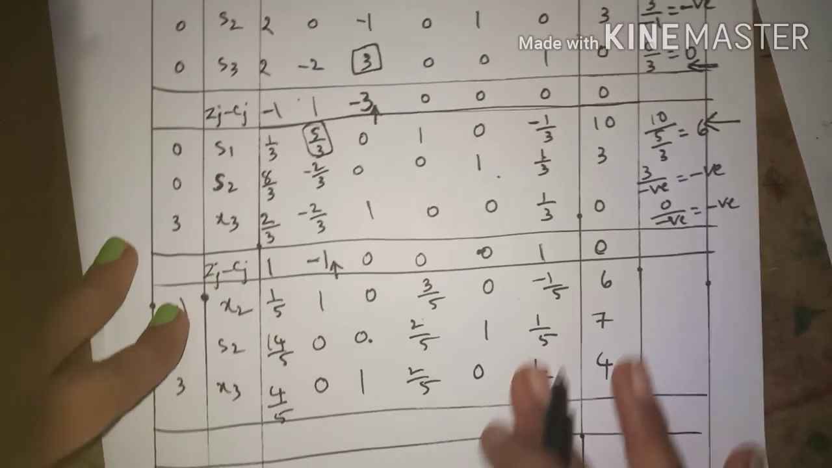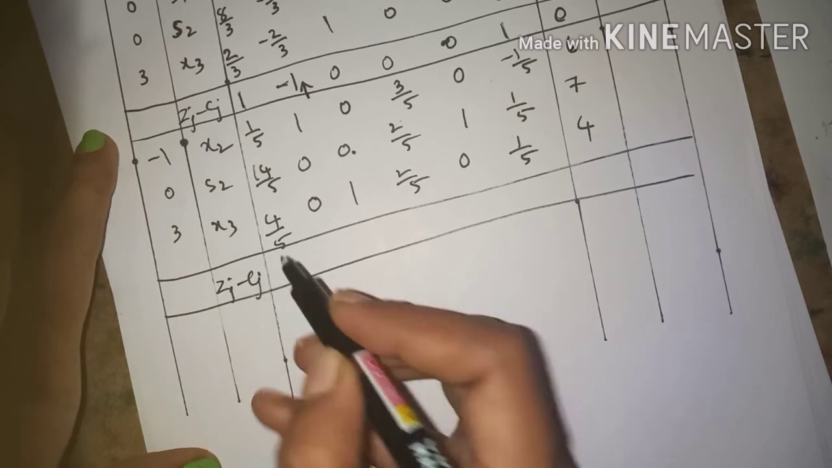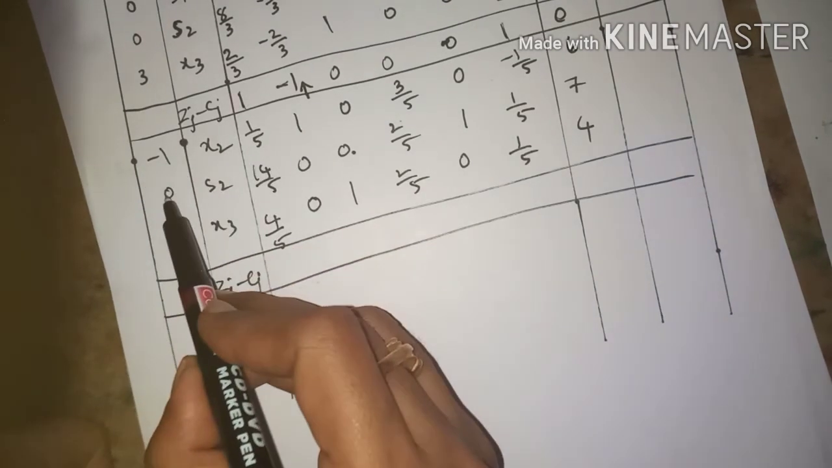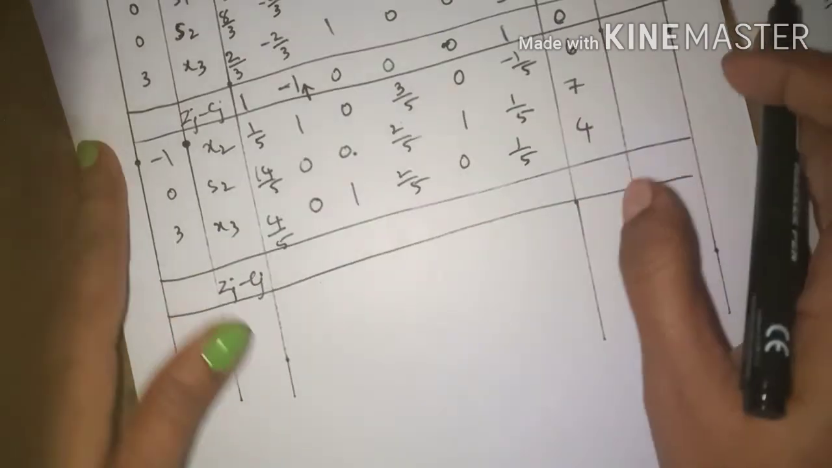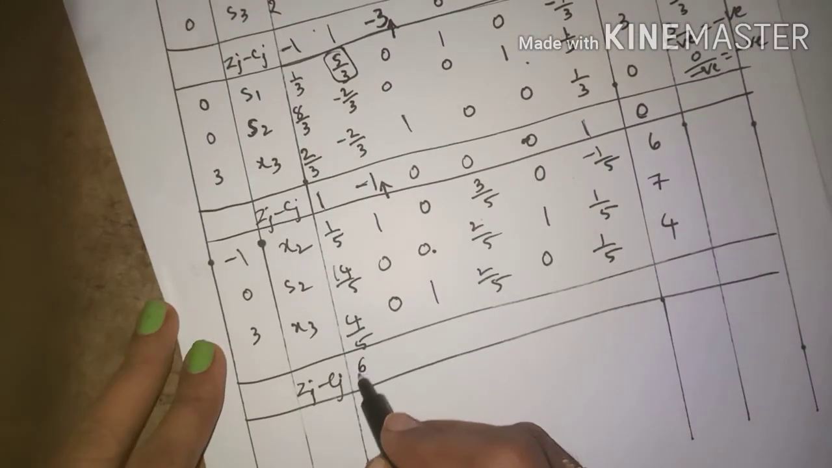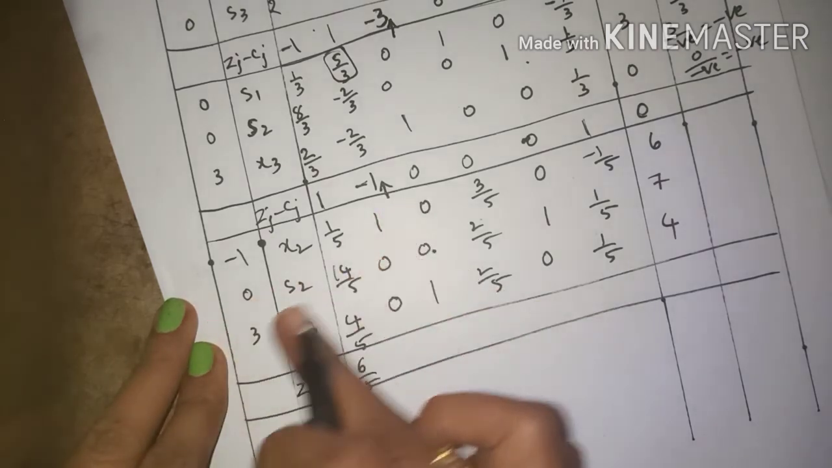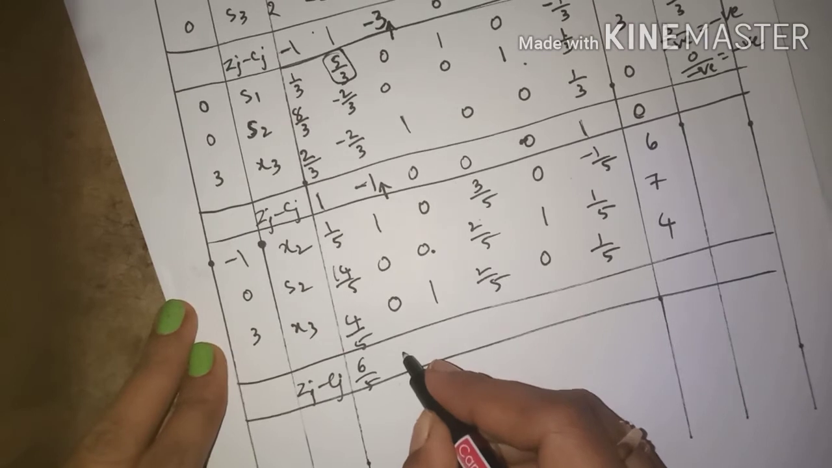Index row. We will find the index row. Zj minus Cj. How to calculate Zj minus Cj? Minus 1 into 1 by 5 plus 0 into 14 by 5 plus 3 into 4 by 5, minus this element, the Cj element. How much you will get? 6 by 5 you will get.